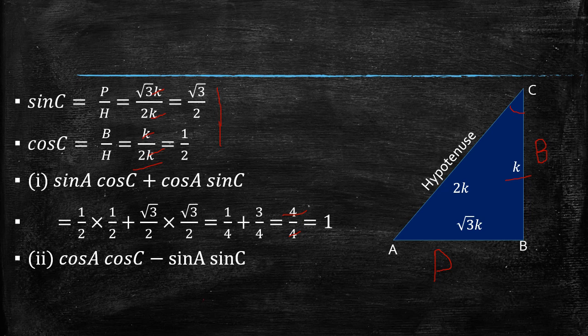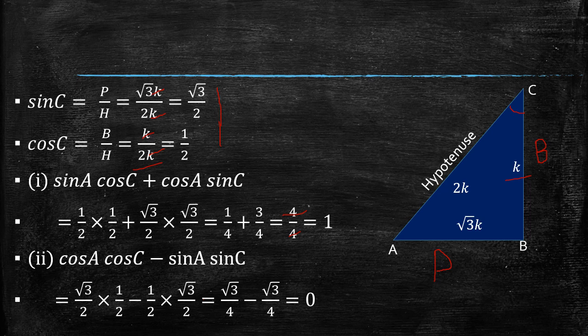Next, cos A cos C minus sin A sin C. Again put the values. Cos A is root 3 upon 2 into cos C, 1 by 2, minus sin A, 1 by 2, into sin C, root 3 upon 2. When we multiply these, we get root 3 upon 4, and by multiplying these two, we get again root 3 upon 4. Root 3 upon 4 minus root 3 upon 4 is equal to 0. So the value of second expression is 0 and first expression is 1.